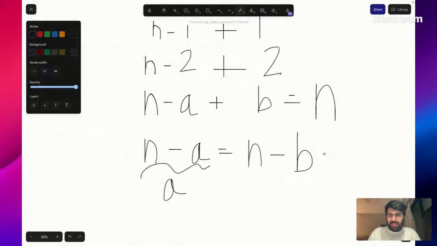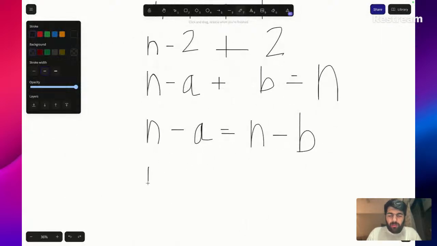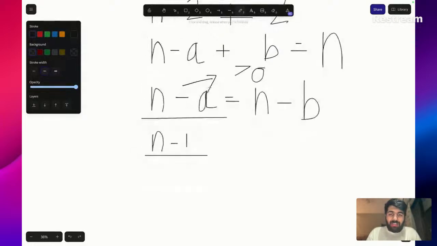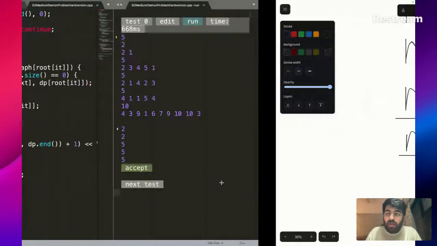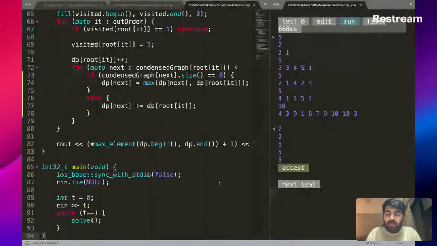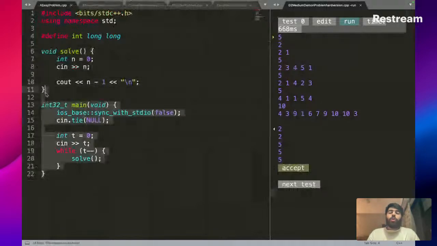So there will be n minus 1 different a's, right? Because I want this number to be positive, greater than 0. So the max value of this will be n minus 1, which will give me 1. That is why you can just print n minus 1 and get away with it. That's it. So this was question A.